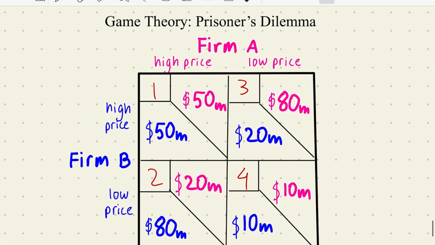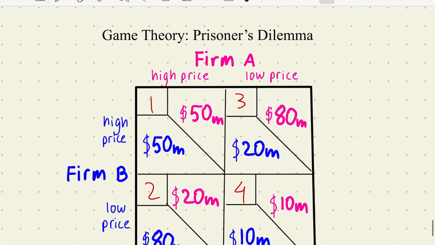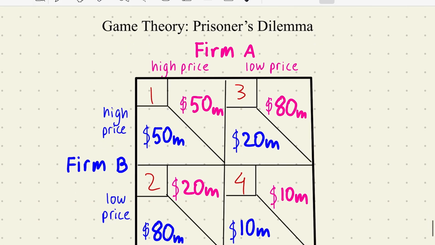Jumping on to the first diagram we're going to look at, the game theory diagram. We're going to look at the game called Prisoner's Dilemma. Game theory is looking at strategic interdependence and the incentives that make firms want to compete or to collude.